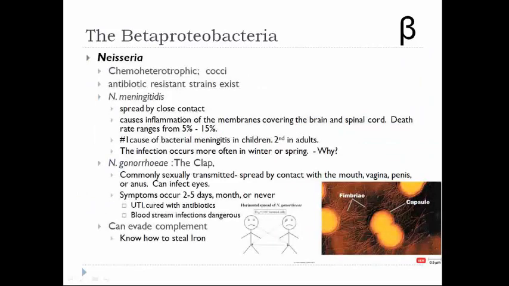The proteobacteria also involve things that make us sick. And this one right here is Neisseria. And this organism, you're probably well known for gonorrhea. So gonorrhea is also known as the clap. And if you don't know why it's called the clap, I have to tell you.